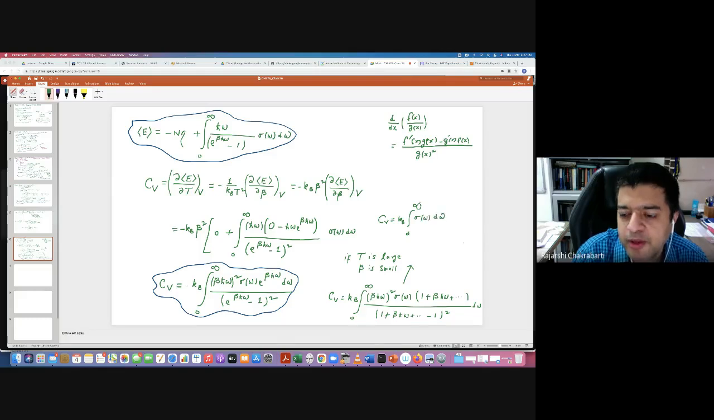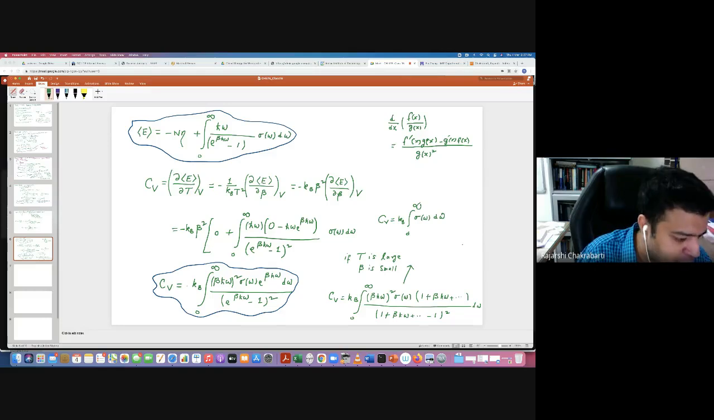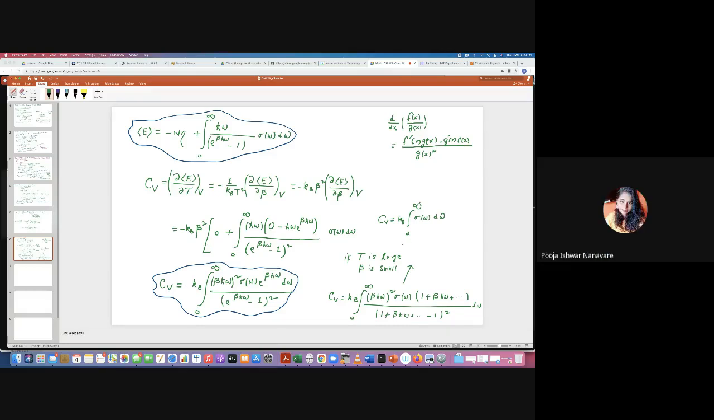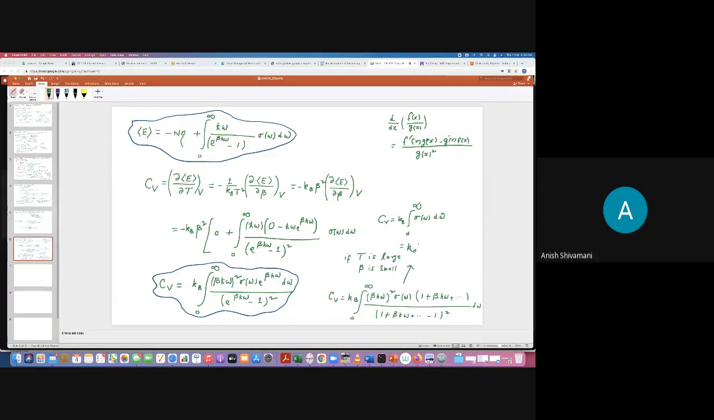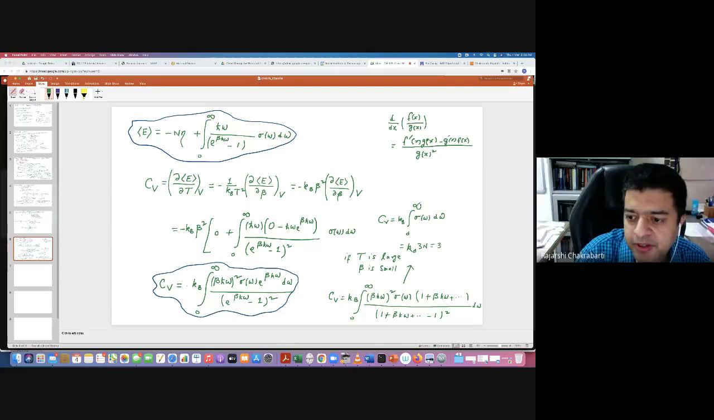What is sigma omega d omega? Sigma omega is the number of normal modes with frequency omega and d omega. How many normal modes are there? 3N, no? So if I integrate this, I should get what? I have kB and I get 3N, so 3N kB. What is this? This is your Dulong and Petit's law, isn't it?